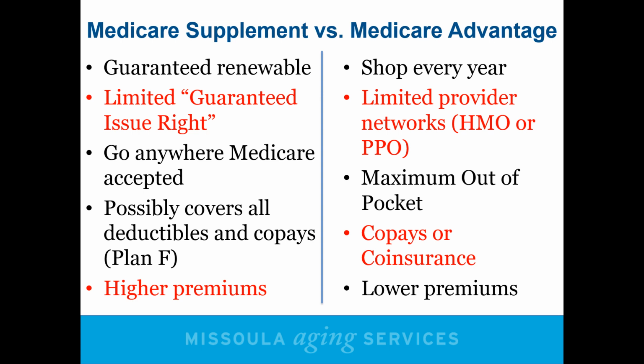The Medicare supplement, you go anywhere Medicare is accepted. With a Medicare Advantage plan, you have the limited provider networks like an HMO or a PPO, or there's some even more exotic types of plans. A Medicare supplement will possibly cover all the deductibles and copays like a Plan F, although you want to be cautious about 2020, right? The Medicare Advantage plan, on the other hand, has a maximum out-of-pocket. They're going to let you pay copays and coinsurance until you hit that maximum out-of-pocket.